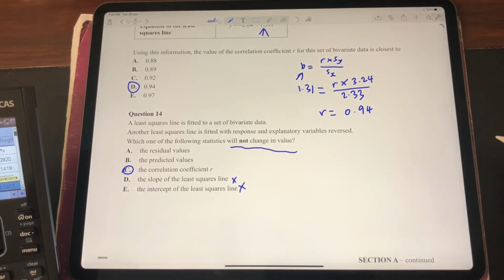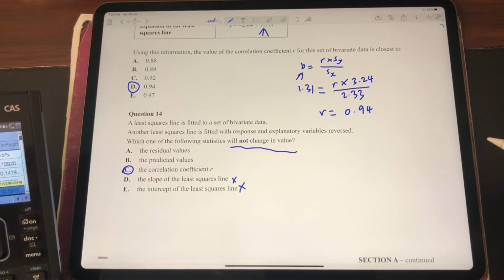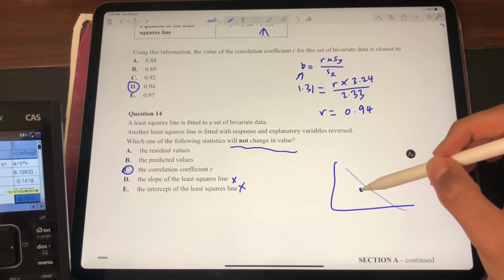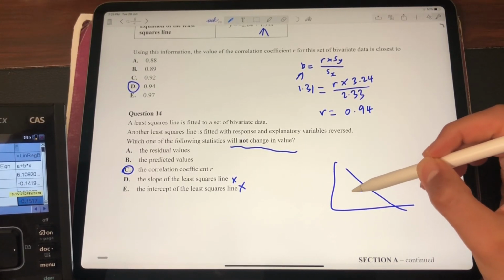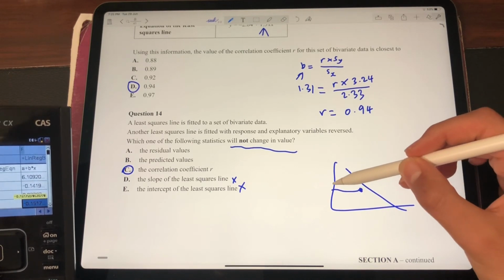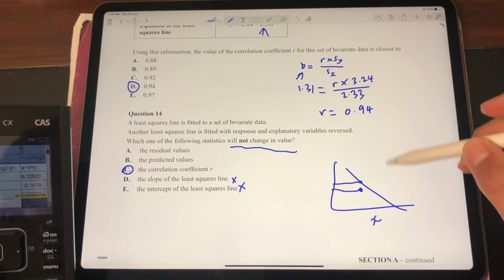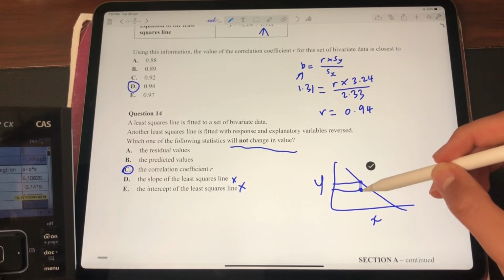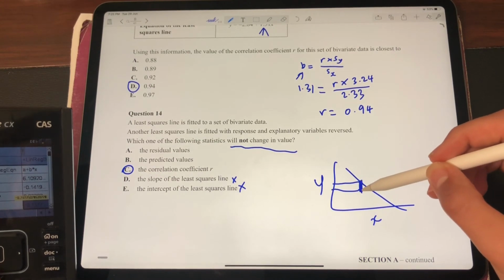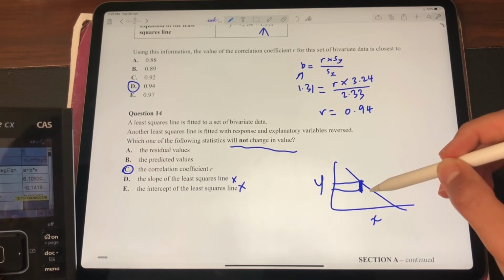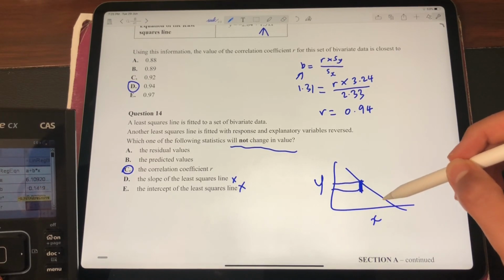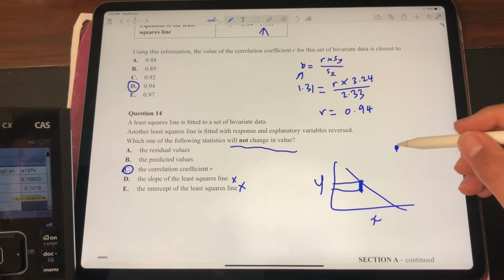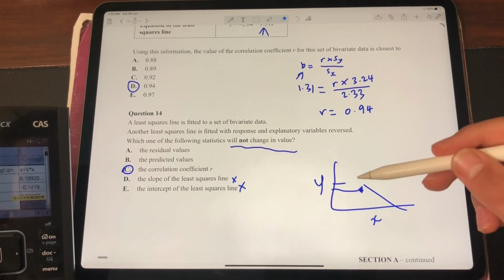We obviously know that the residual values would change in value, because initially the residual values would be determining the distance between an actual y value and a predicted y value, which would change if the x and y variables were switched, because instead of calculating the distance between the actual y variable and the predicted y variable, we would be calculating the distance between an actual x variable and a predicted x variable. So that would result in a different residual value.